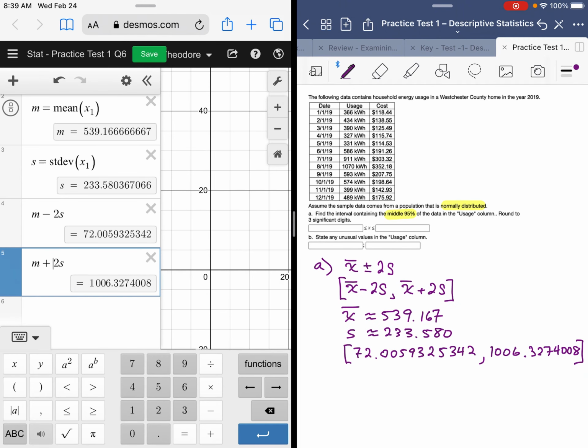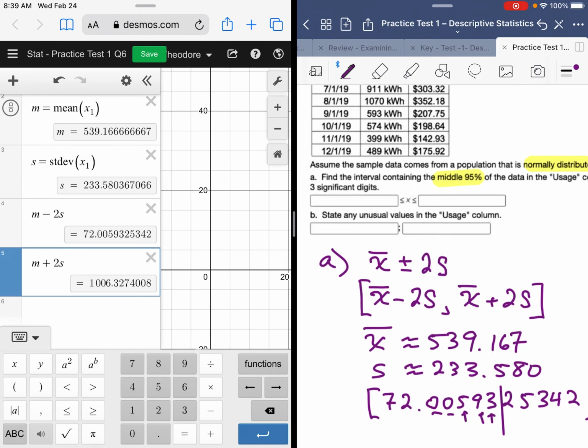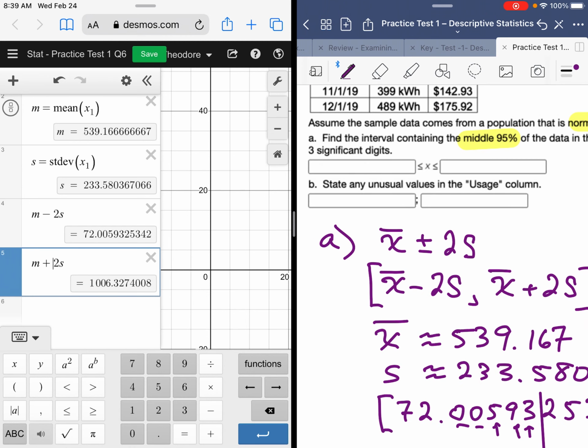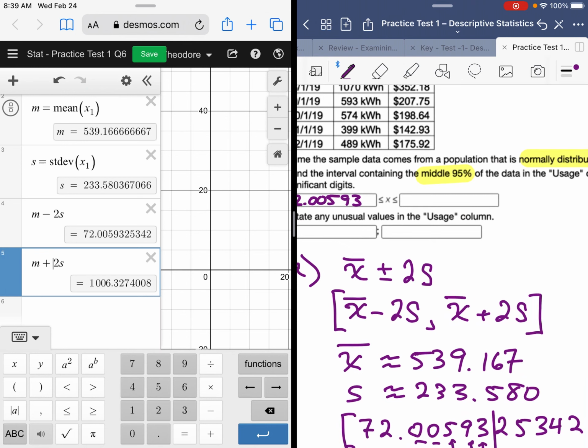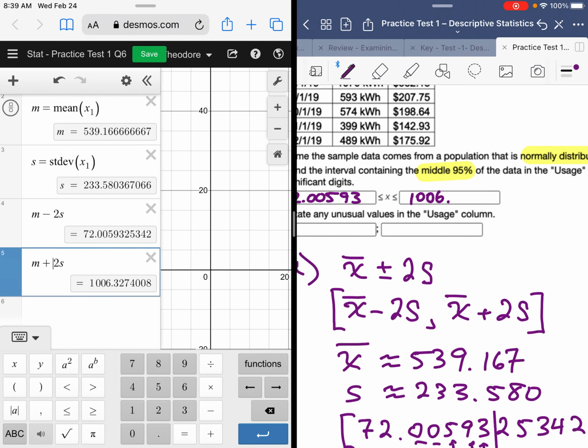So rounded to 3 significant digits: after the zeros stop, we start counting. So 1, 2, 3, and that's where we would cut it off and round appropriately at that point. In the next case, there are no zeros after the decimal, so I could just go straight to counting 1, 2, 3. So 327 is where I'd go. So 72.00593, and then 1006.327.